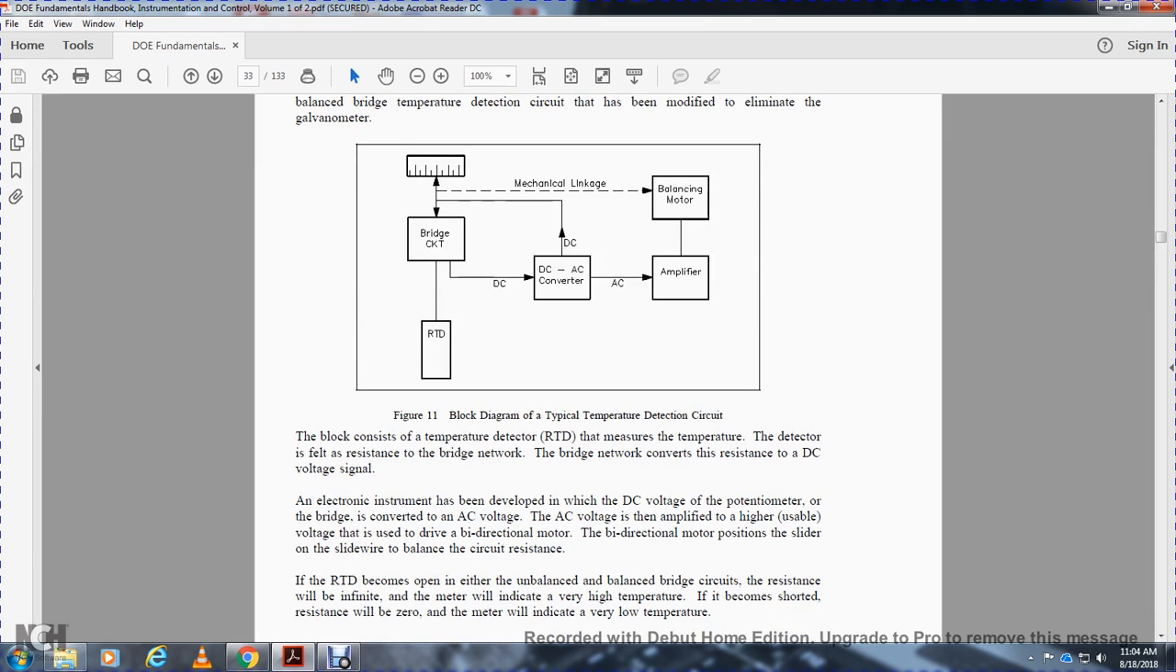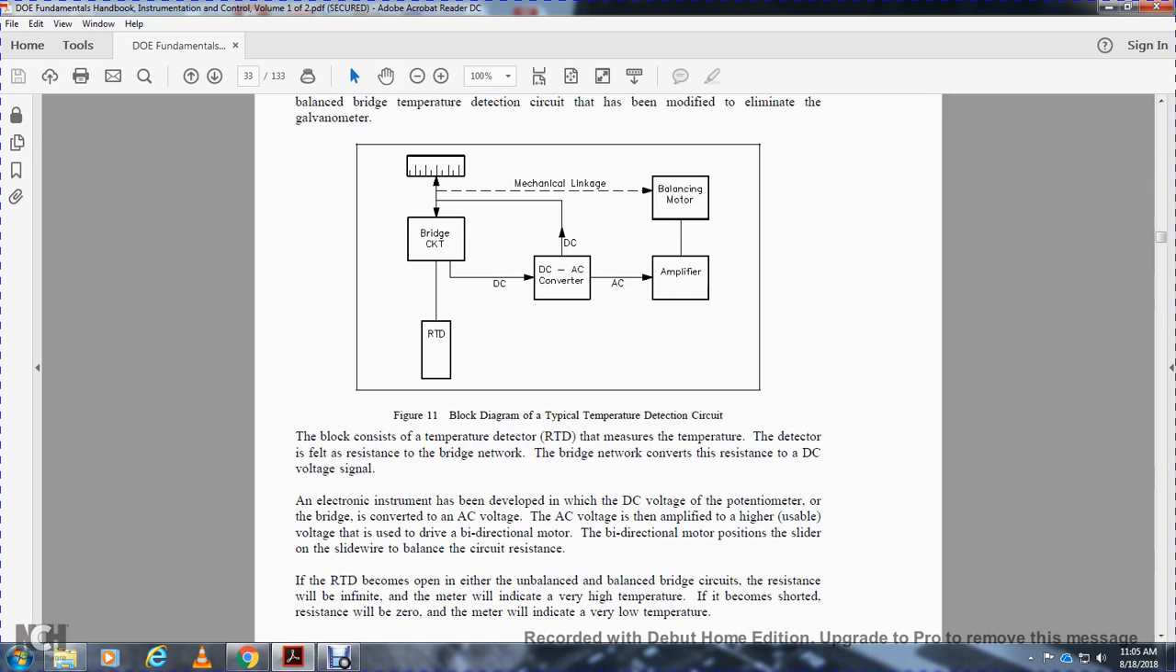Consider the temperature detector, which measures temperature through its resistance in the bridge network. The bridge network converts the resistance to a DC voltage signal for the electronic instrument. The converter changes the DC voltage to an AC voltage, and the amplifier raises it to a higher voltage to drive the bidirectional motor. The bidirectional motor positions the slider on the slide wire to balance the circuit.